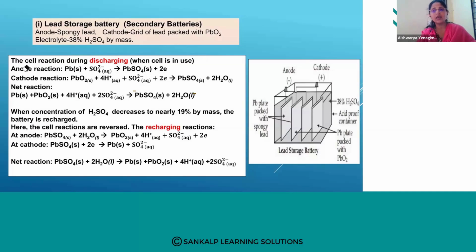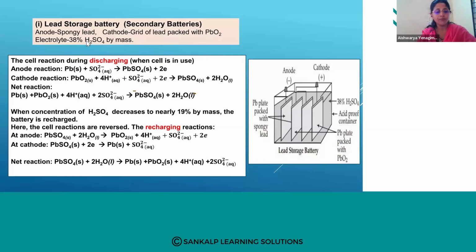So secondary cells are better than dry cells. Once a dry cell is dead, we have to replace it. But secondary cells you can use again and again, though they also have a certain life period, right? Fine. So here we have the first secondary cell, that is the lead storage battery. The most important secondary cell is the lead storage battery.